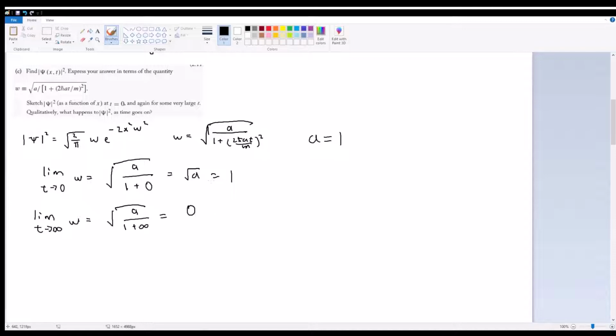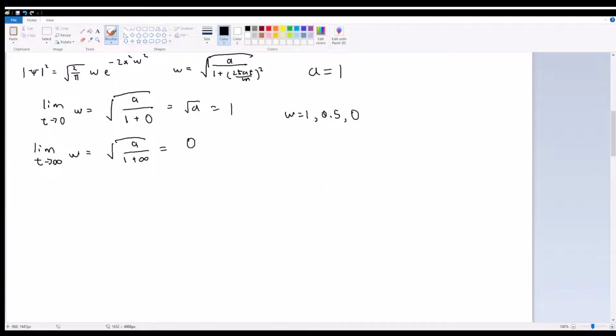So what we can do is graph magnitude psi squared at 3 different values of omega and see how it transitions. Suppose we graph magnitude psi squared at omega equals 1, 0.5, and 0. Since omega goes from 1 to 0, we're analyzing 3 points. t equals 0, which is omega equals 1. t equals some positive value between 0 and infinity, which is 0.5. And then t equals infinity, which is at 0.